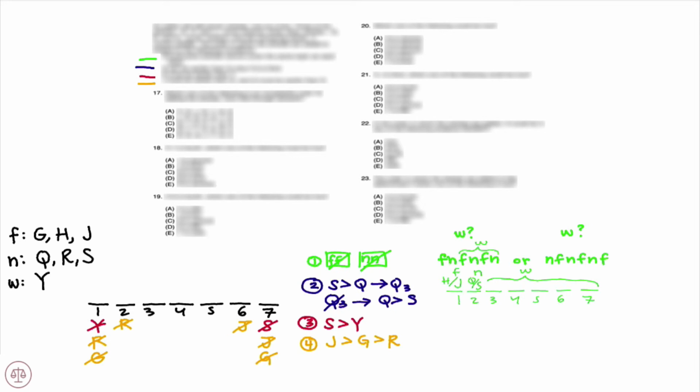Now let's see the option with N first. If we have N first, well, we know that R is not going to be first from rule number 4, so we have either Q or S, which means that we can have wildlife second because we have a possibility of N first. So wildlife can be anywhere 2nd to 7th in the second option.